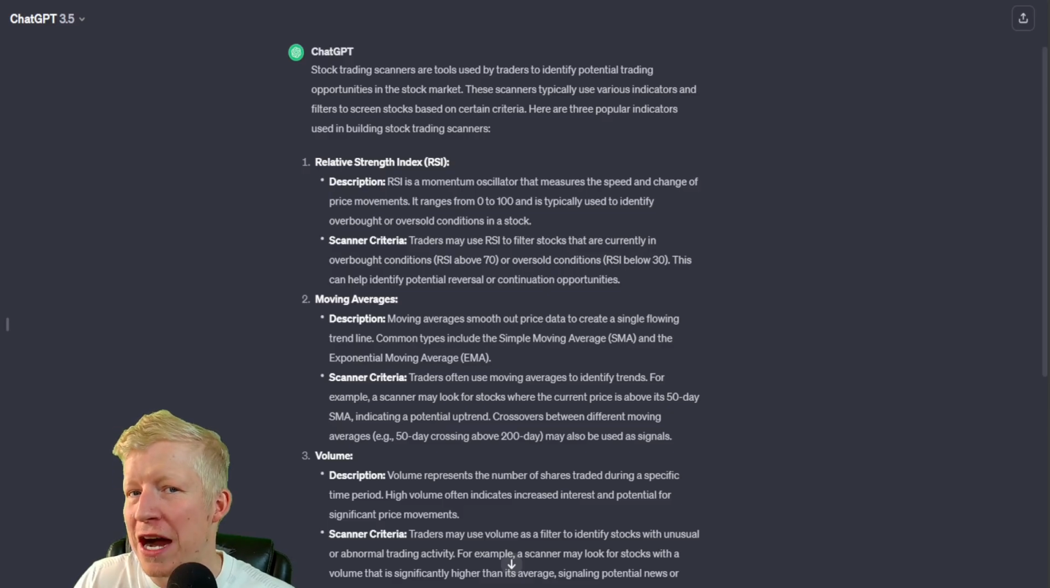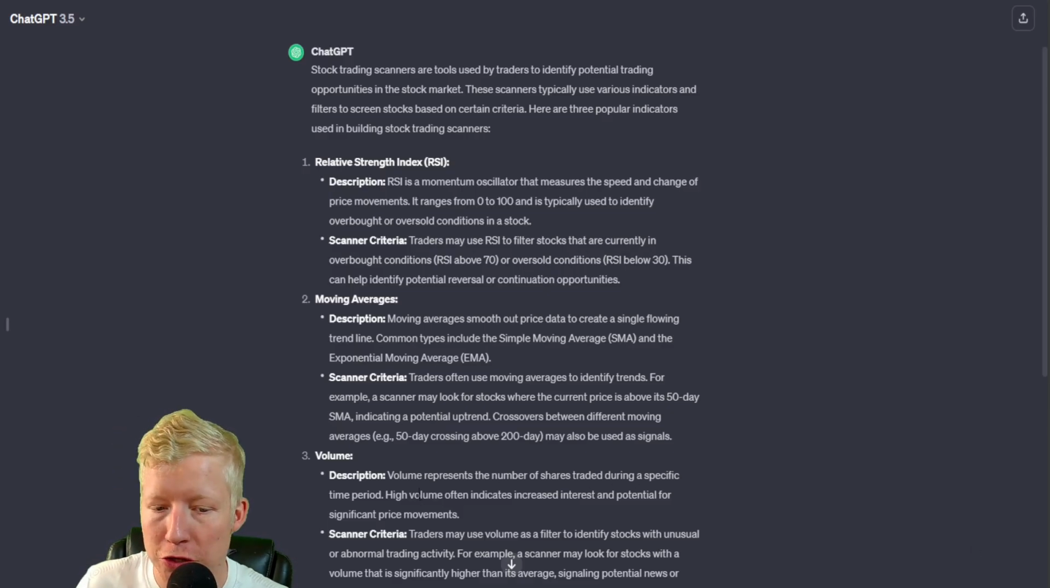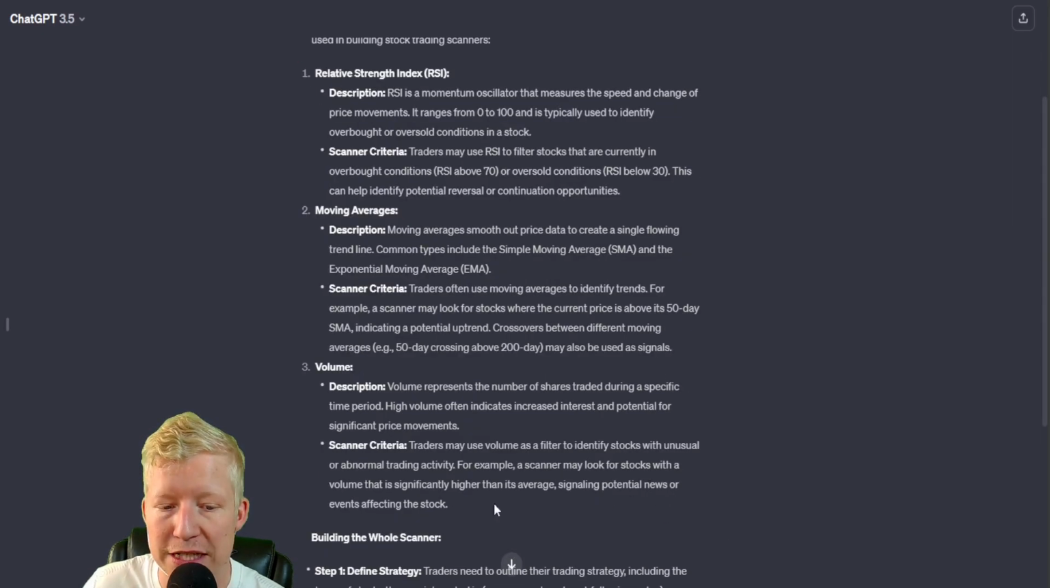The third and final stock scanner that ChatGPT recommended to us deals with volume. Volume represents the number of shares traded during a specific time period. High volume often indicates increased interest and potential for significant price movements. Scanner criteria: traders may use volume as a filter to identify stocks with unusual or abnormal trading activity. For example, a scanner may look for stocks with volume that is significantly higher than its average, signaling potential news or events affecting the stock.